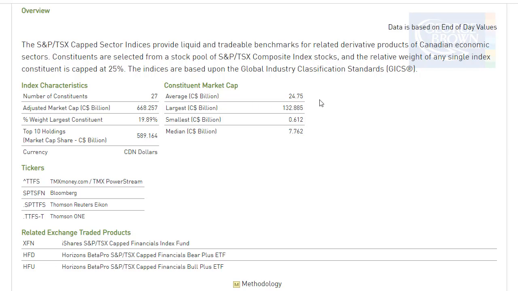The average market capitalization in Canadian dollars, 24.75 billion. The largest, 132 billion, and of course that would be RBC Bank because that's the largest company on the Toronto Stock Exchange. The smallest, 612 million.